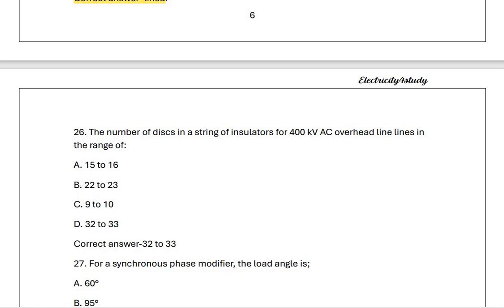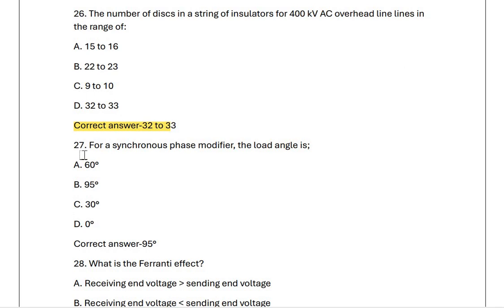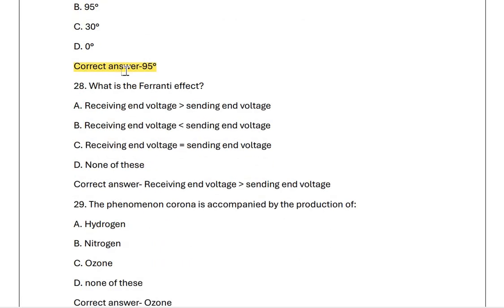22 to 23. C. 9 to 10. D. 32 to 33. Correct answer: 32 to 33. 27. For a synchronous phase modifier, the load angle is A. 60 degrees. B. 95 degrees. C. 30 degrees. D. 0 degrees. Correct answer: 95 degrees.